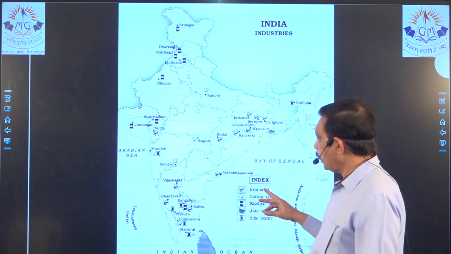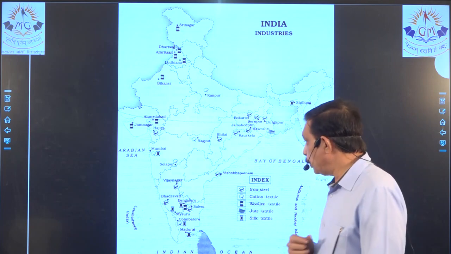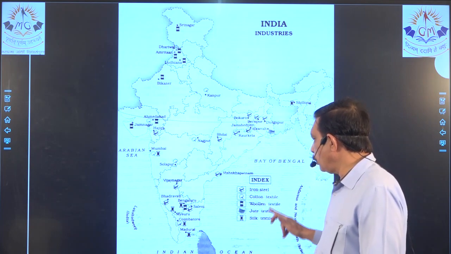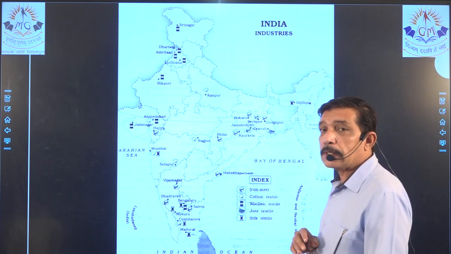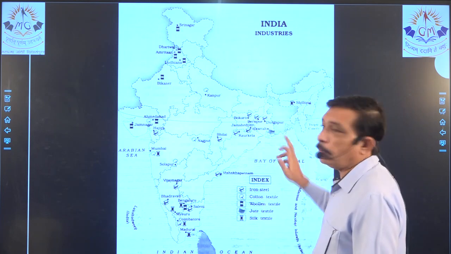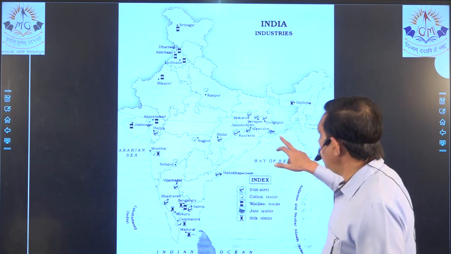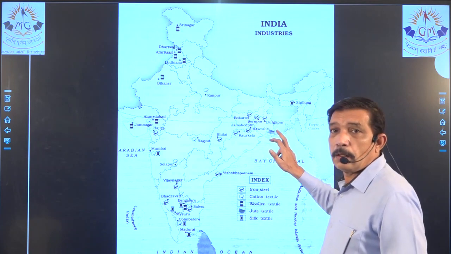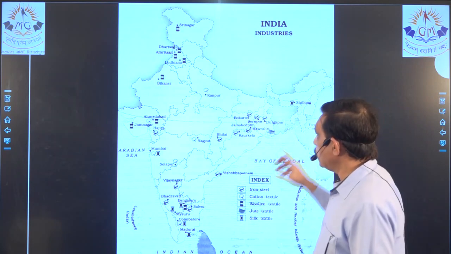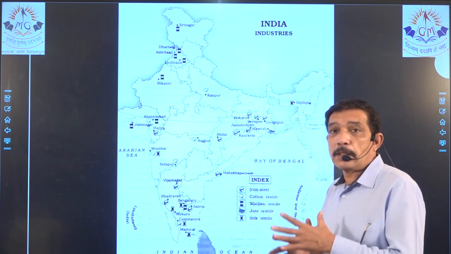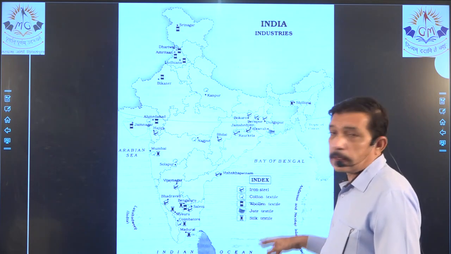Now if you see the index in the material provided to you, iron and steel we have done, cotton, textile, wool, jute. Now jute, we know 80% of the jute is produced in West Bengal. So you have to keep that in mind, that if jute marking is to be done, then I will mark West Bengal, and properly Howrah, the Hooghly area, where most of the jute mills are there, right? So jute textile over here. Silk textile we have already seen.